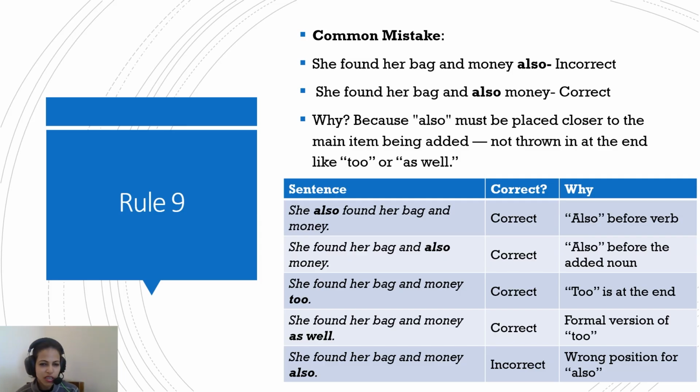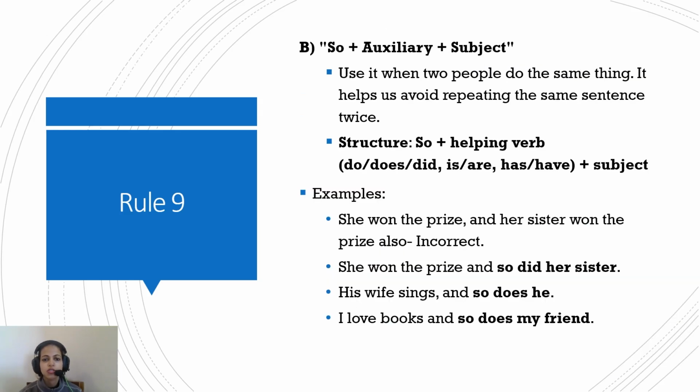Too, anyway, has a negative implication. So just remember you can throw it at the end. It's anyway not bringing anything positive. I mean, it's just a way to remember. So too is at the end. Again, she found her bag and money as well. So as well, very much like too, can be placed at the end. She found her bag and money also? No, also cannot be placed at the end. Okay, I hope it's clear.